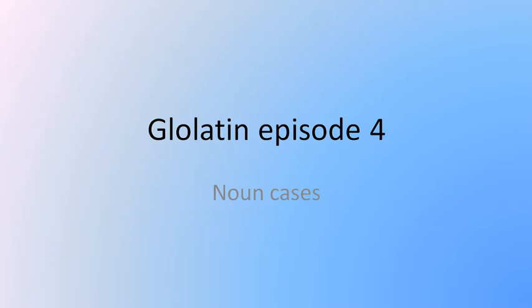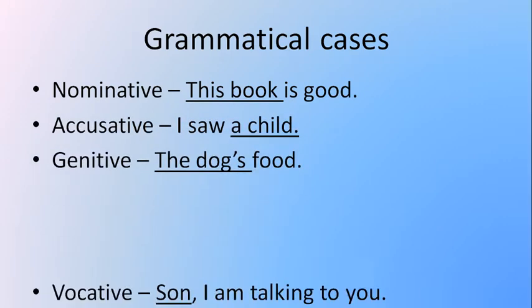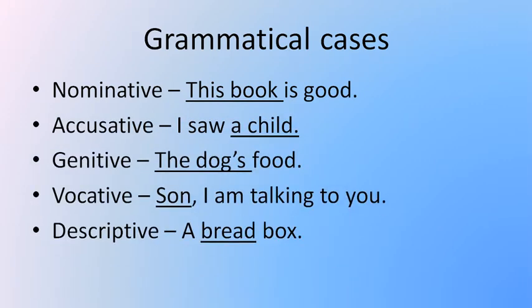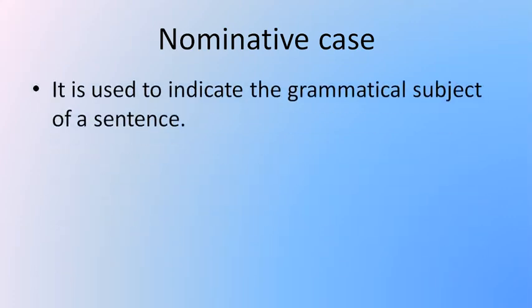Anyway, today we're going to talk about the noun cases. There are 5 noun cases in Glolatin: nominative, accusative, genitive, vocative, and descriptive. So, nominative case is used to indicate the grammatical subject of a sentence. For example, we have Eshin le libro buen, meaning the book is good. There are no suffixes added to this one, unlike the other cases.